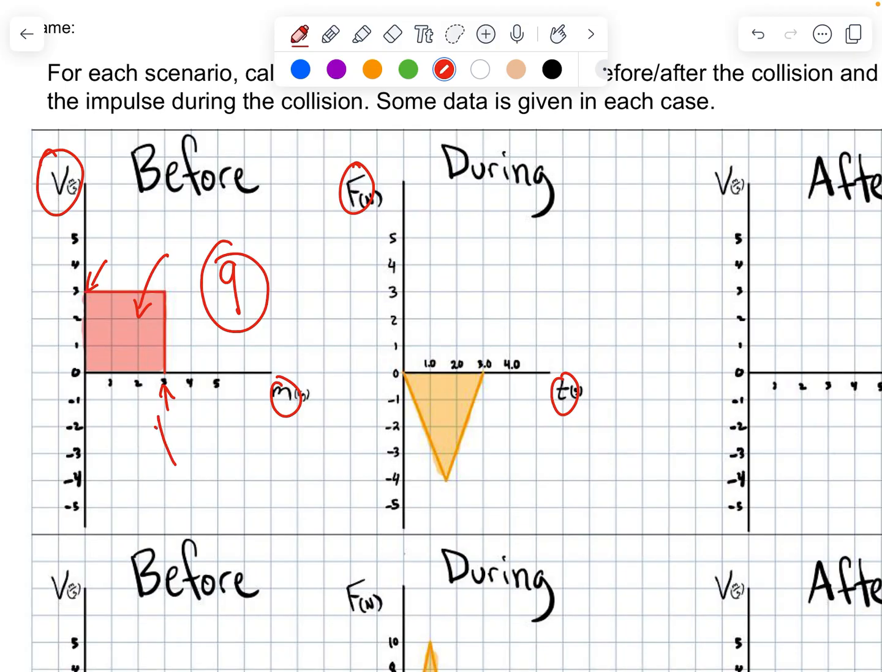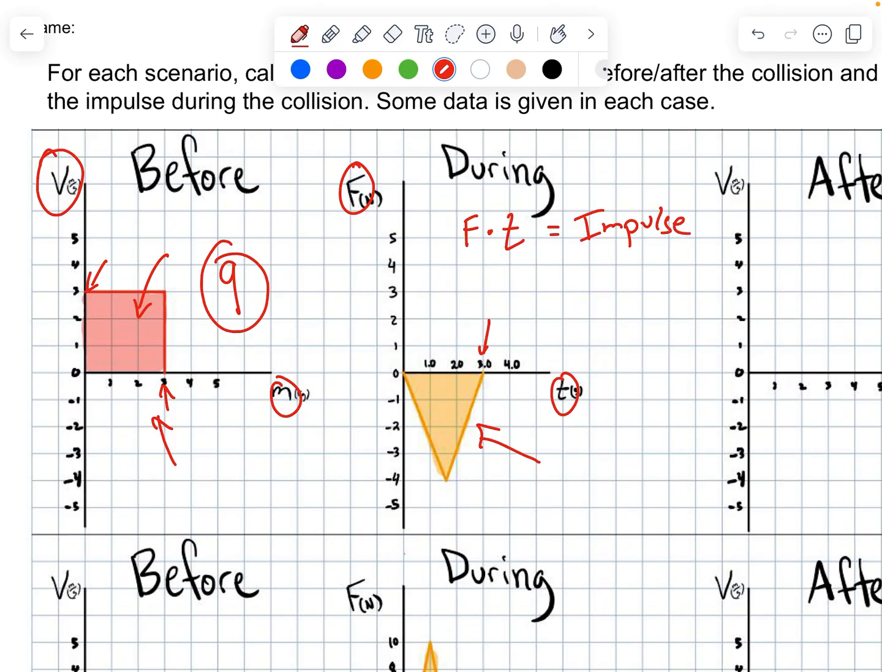So you can see this car is going with positive 9 kilograms meters per second. It gets hit by a force that has a max force of -4, and that force lasted for 3 seconds. And we call that an impulse, a force that happens throughout an interval of time is called an impulse. And you find it by finding the area of this guy.